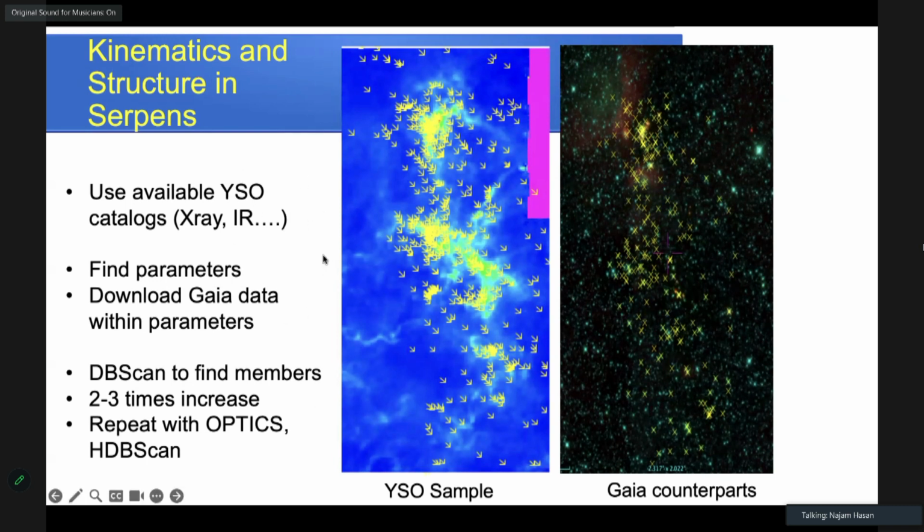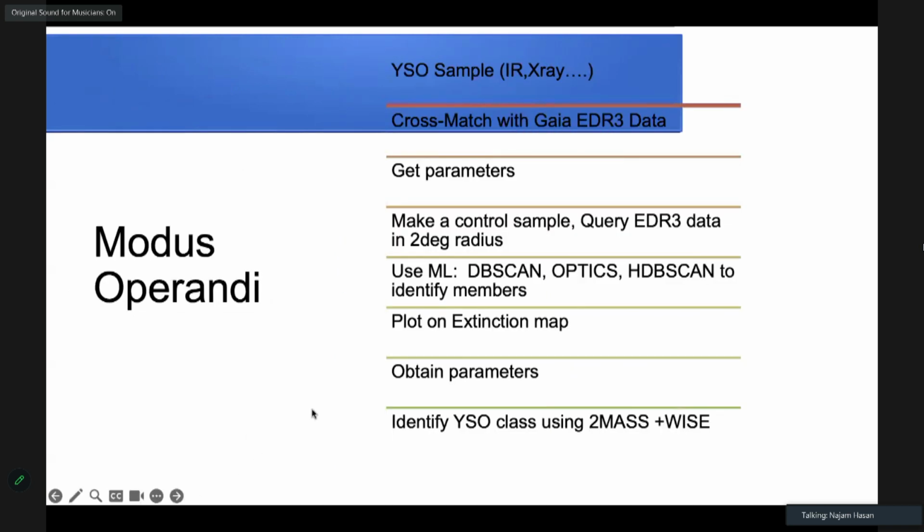And we further used the techniques. We used OPTICS, HDBSCAN and DBSCAN to study the Serpens cloud, which is a molecular cloud star-forming region. We used available YSO catalogs of X-ray and IR. We found parameters, and using those parameters, fixed up the parameters and downloaded the Gaia data. We used DBSCAN methods and OPTICS to get objects, and we get a 2 to 3 times increase in these.